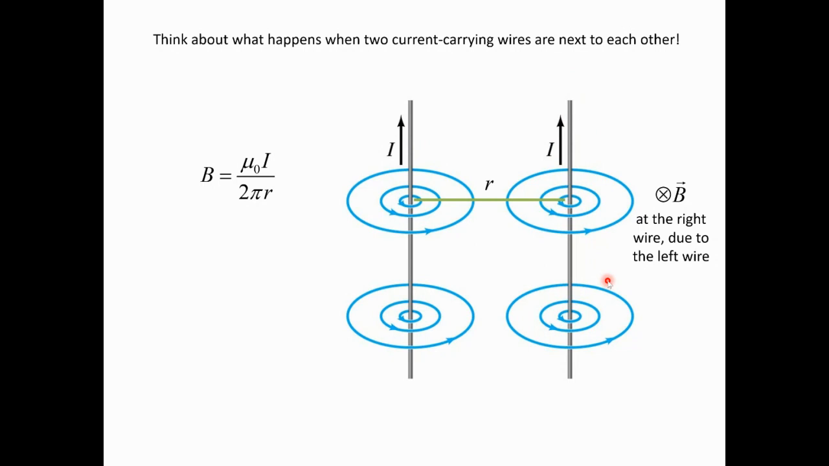So point the flat hand with fingers up. Bend your fingers so that they point into the screen. The thumb will tell you that the force experienced on the right-hand wire is to the left, as shown. Okay.